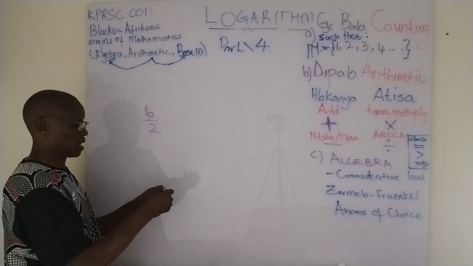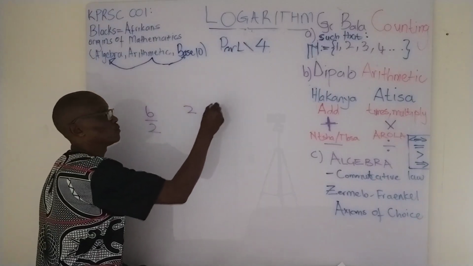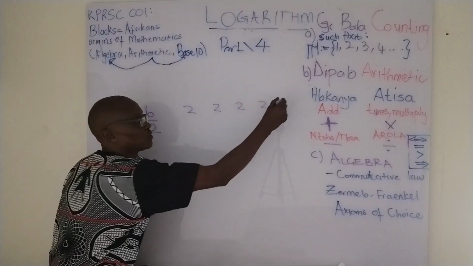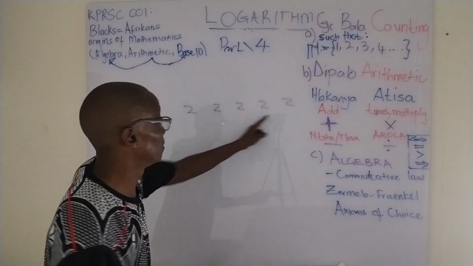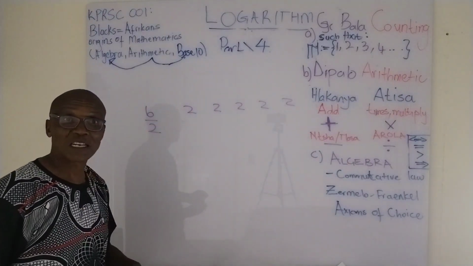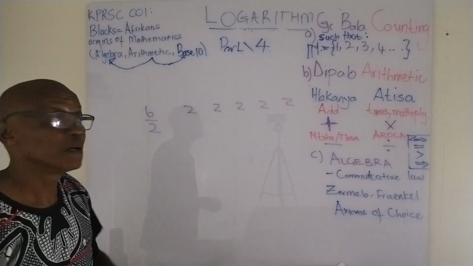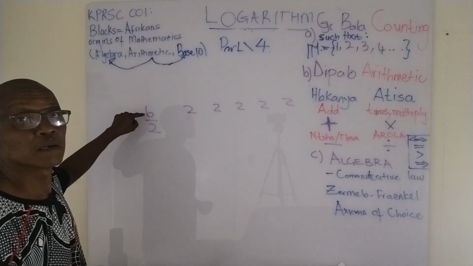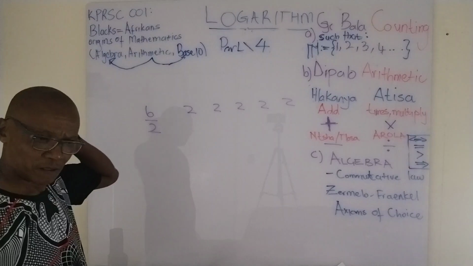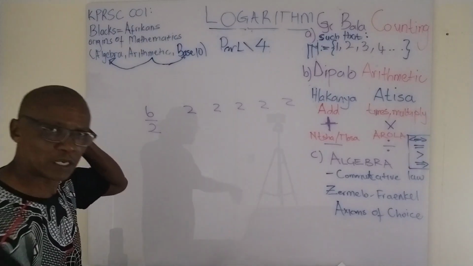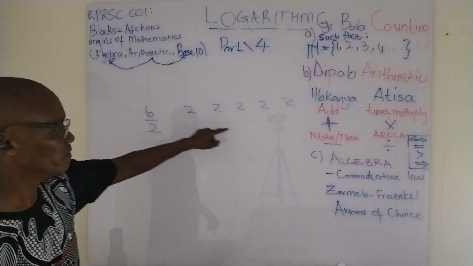So I must start coming up with 2's now. I know how to come up with 2's. I can go on with 2's forever and ever. But I want to find out how many of them are exactly contained inside 6. Well, all I have to do is count them. But counting invokes addition.